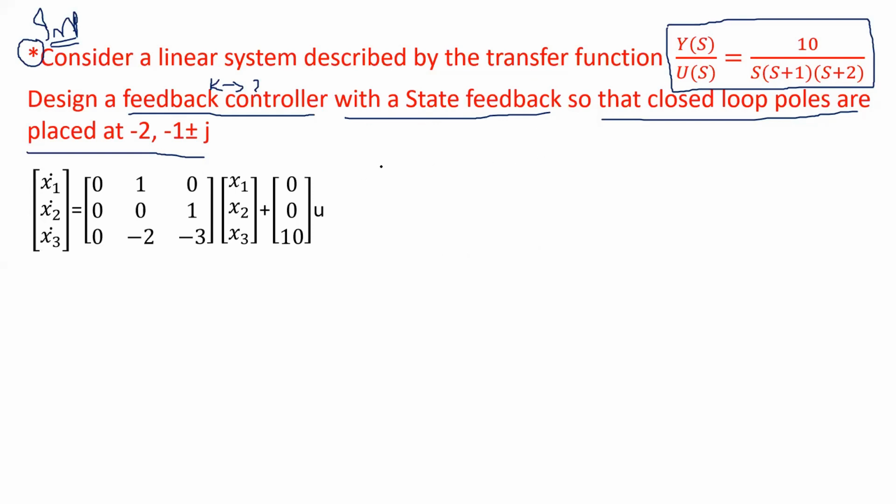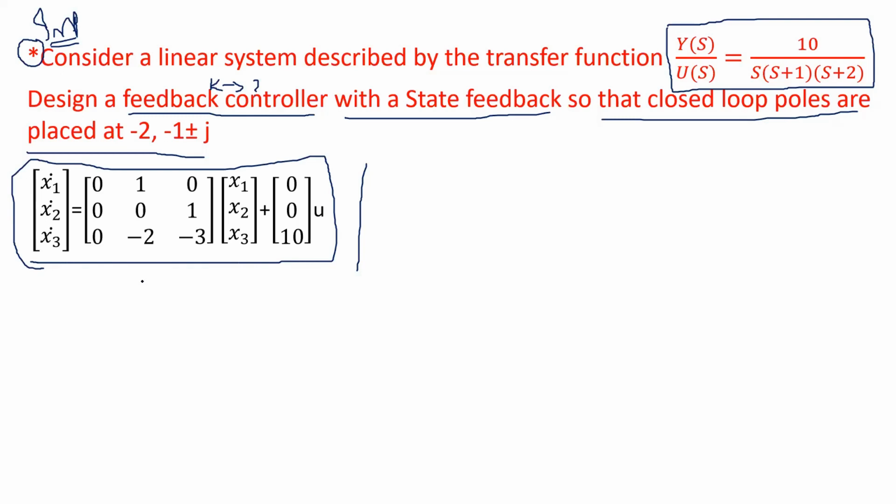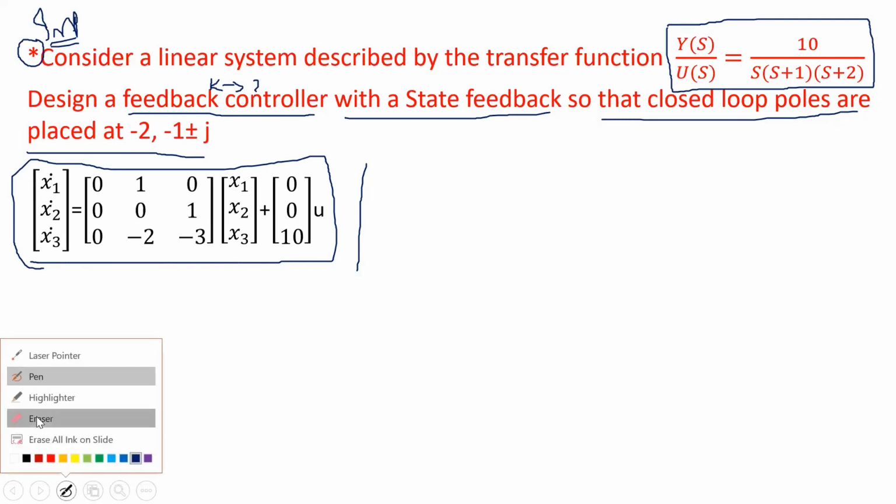Now, for the given transfer function, Y(s)/U(s) equal to 10 divided by s into (s plus 1) into (s plus 2), if you find the state equation, it would be like this. This is the state equation. Let us see how to calculate this state equation, and afterwards how to calculate the value of the gain constant or feedback constant K. I can explain with the help of method 2. So let us come to that.